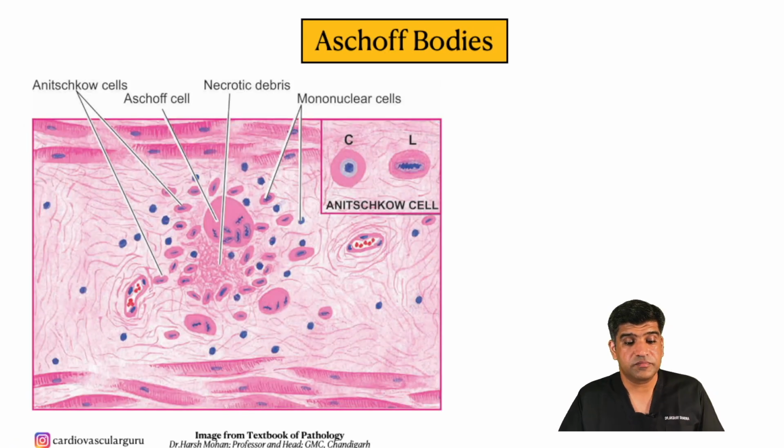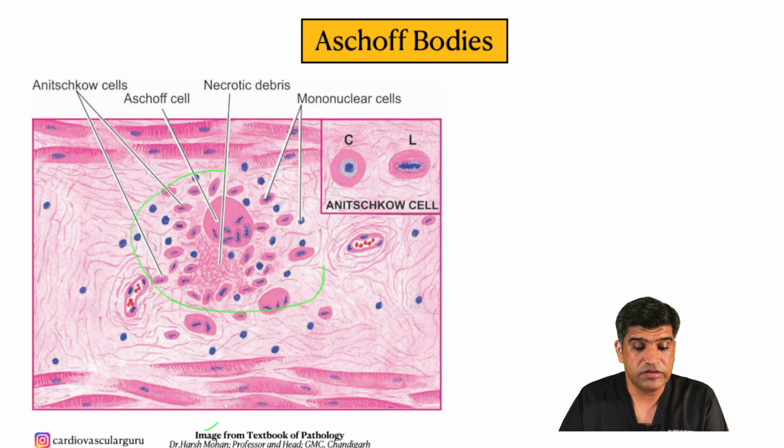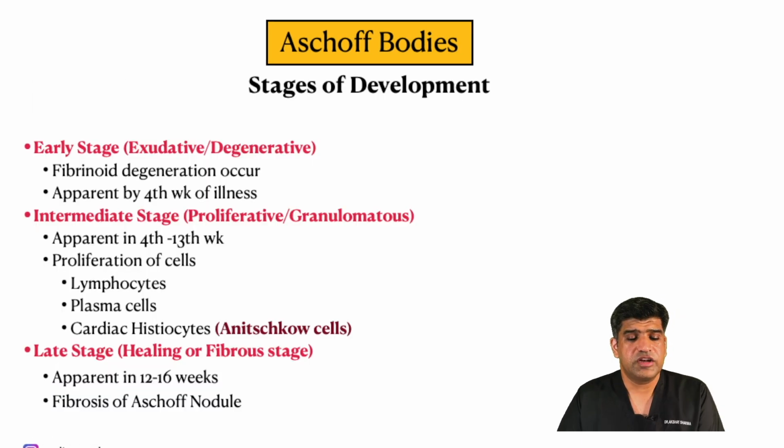This is a line diagram, more of a pictorial depiction of Aschoff bodies. I took this image from Dr. Harsh Mohan's textbook of pathology. You can see this whole part. This is an Aschoff body. What all does it contain? It contains Aschoff cells, necrotic debris, mononuclear cells, and these are the Anitschkow cells. So Anitschkow cells are a part of the Aschoff body. So this is a little bit in detail.